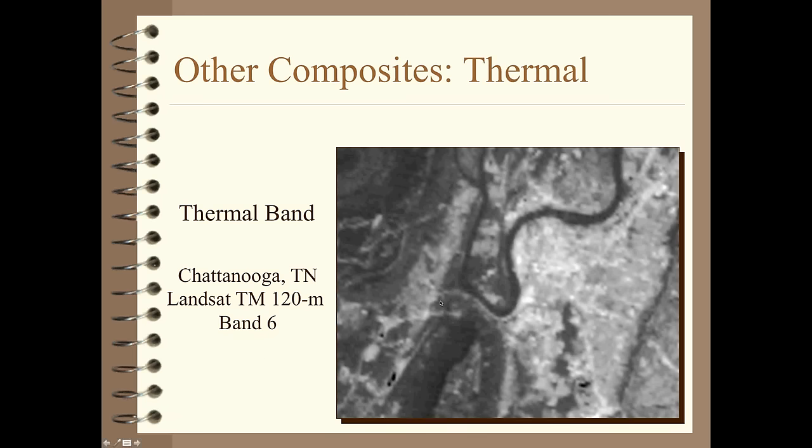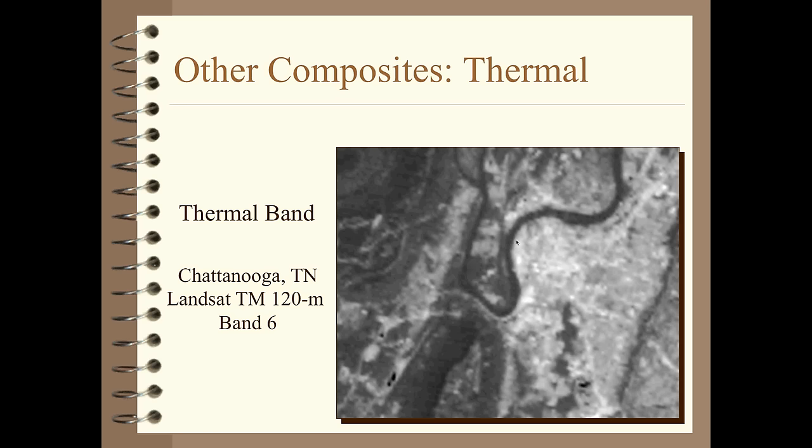Okay, so instead of having 30 meter pixels, these are 120 meter pixels. This is a measure of heat. So the city, as you would expect, would be warmer than the vegetation, which can use evapotranspiration to cool itself, and then the water would be the coolest, and so that's why the water's the darkest.